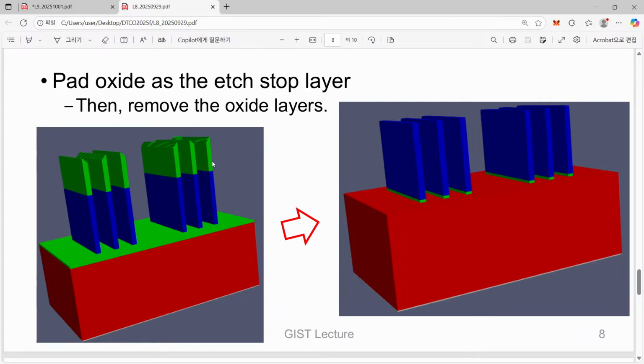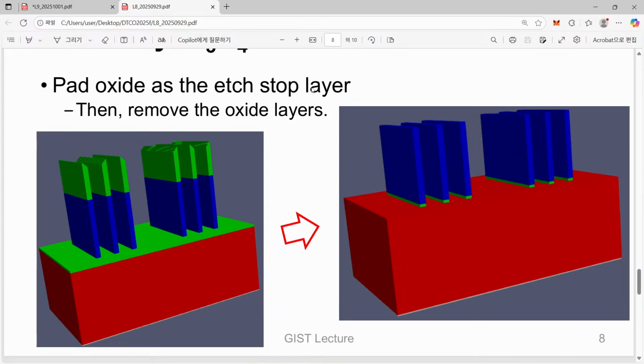At the end of our previous lecture, this was the last one we had. Here we have the final structure of our previous lecture. Let me name them once again. This corresponds to our silicon substrate. Yes, we have a very deep substrate, but only its surface part is shown. And here we have a green layer, which corresponds to the pad oxide.